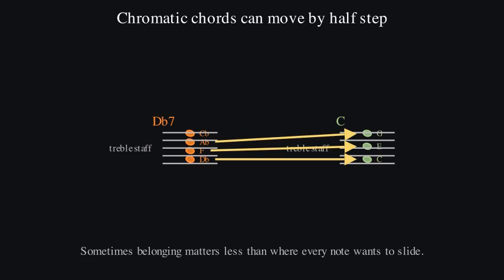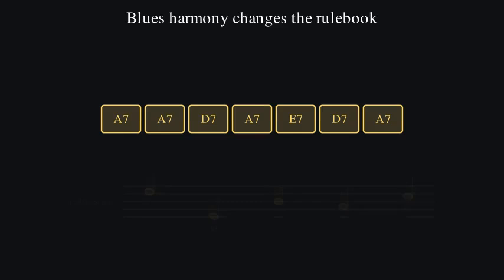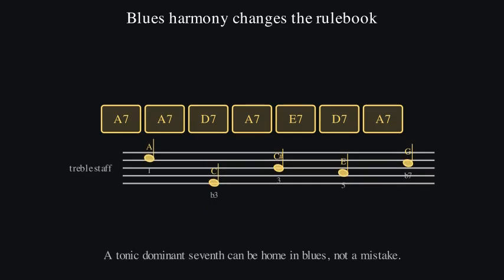Blues harmony breaks many beginner rules in productive ways. A blues song in A may use A7, D7, and E7.